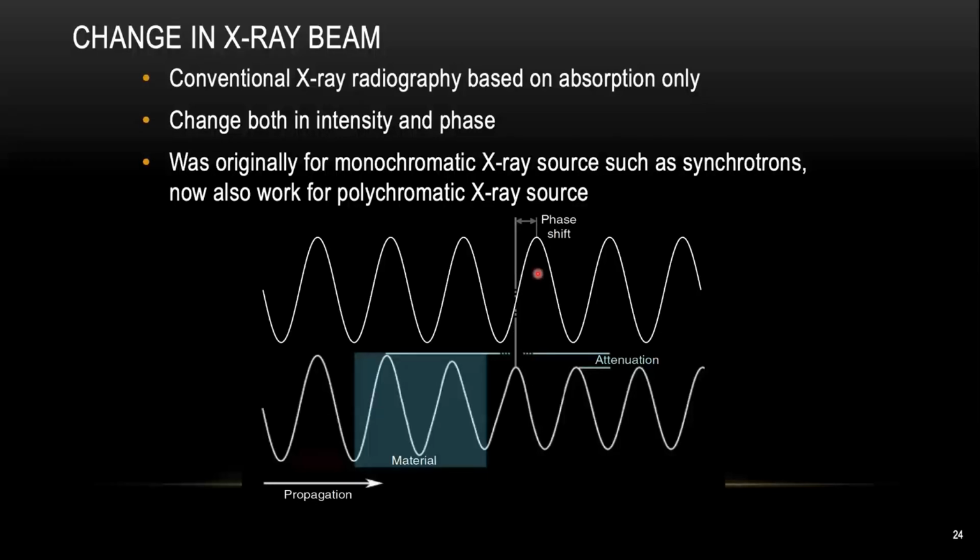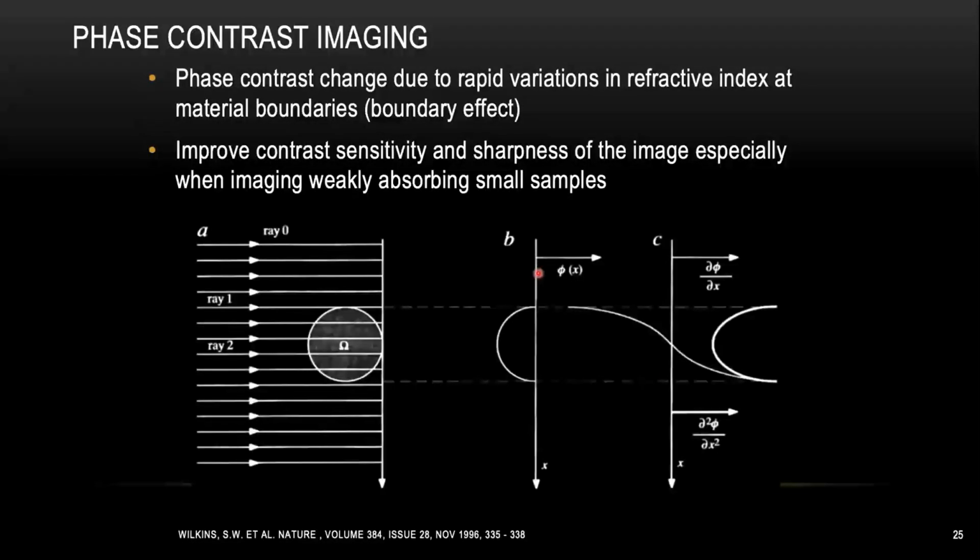for this difference, we might be able to enhance the contrast. And in the old days, you could only capture this kind of phase shift for X-ray imaging in a synchrotron facility. But nowadays, we can also implement capturing this kind of phase shift using polychromatic X-ray sources in the lab. So we call it phase contrast imaging.